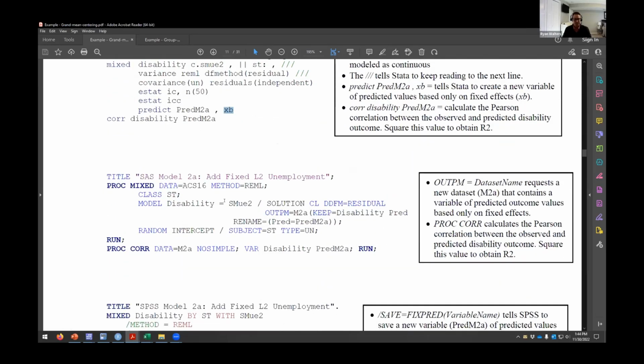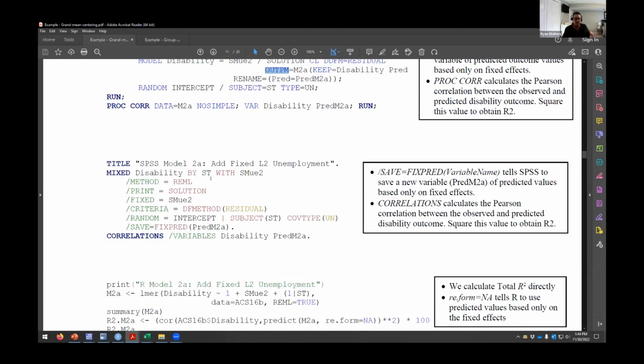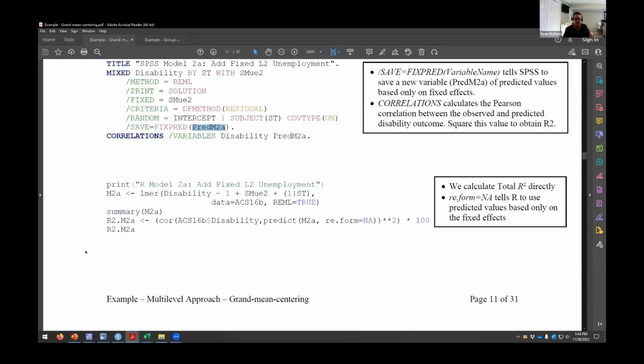In SAS, we're just going to throw SMUE2 after the equal sign on the model statement. Again, we're using out PM to get fixed effect only predicted values, and then we're going to go ahead and correlate them with the observed outcome. Same type of thing in SPSS. So again, with is telling SPSS that we're going to treat unemployment as continuous. We're going to include that on the fixed statement, and we're going to ask for pred M2A, which is going to be the predicted values based only on fixed effects, and then we're going to correlate.